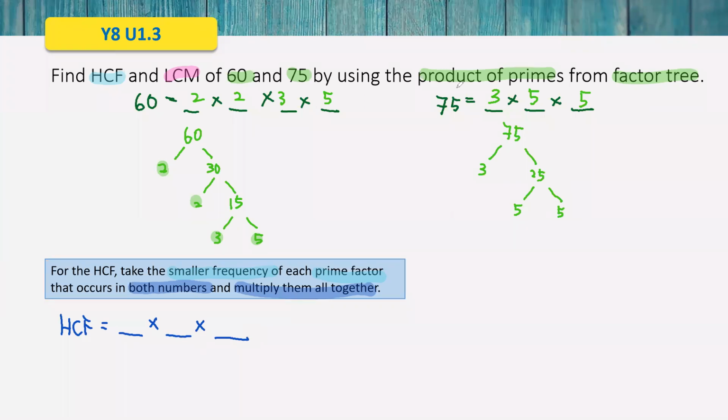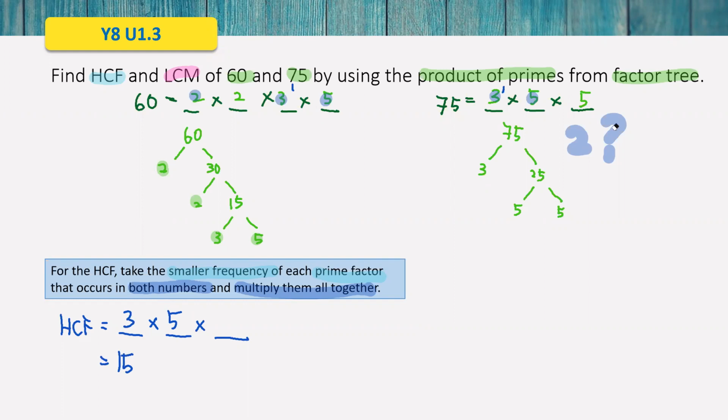So let's look at first this one. I have 2 as my prime factor for 60, but there is no 2 here, right? So 2, no, not going to choose them. How about 3? Yes, I have a 3 here. And the frequency is only 1, repeating once. So I can take 3 here, and then check again for 5. A 5 here, I have two 5s there. So I only choose one 5 because it's the smaller frequency. So only 5 here. 3 times 5, I'll get 15.